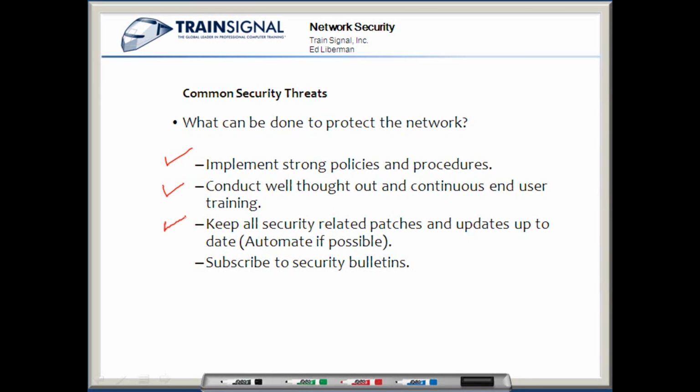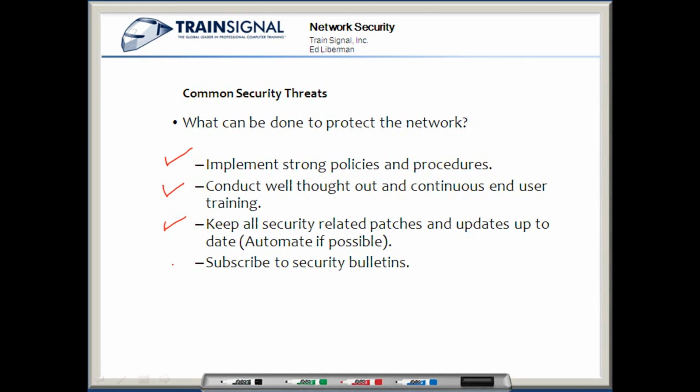Another thing that we can do is keep all of our security related patches and updates up to date. Heck, automate it as much as you can if possible. And when I say security related patches and updates, I'm not just talking about Windows Update. I'm not just talking about keeping the operating systems up to date. Keep your applications up to date as well. Keep everything up to date when it comes to security patches. Have a system in place that gets those patches tested and out to your systems as soon as possible at all times.